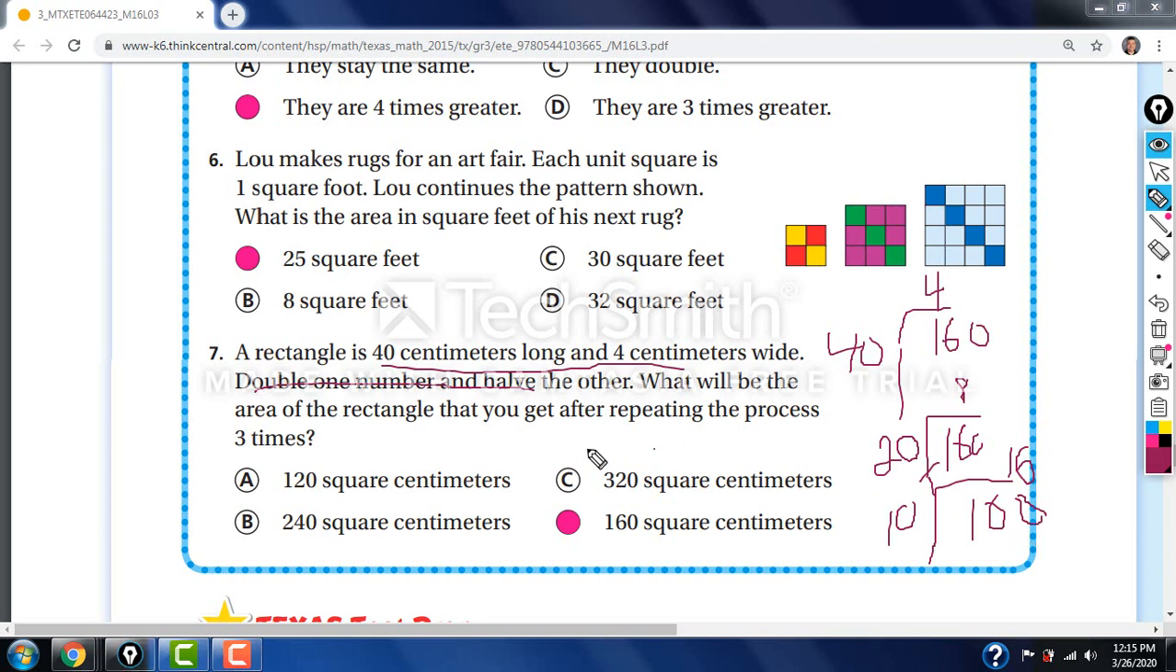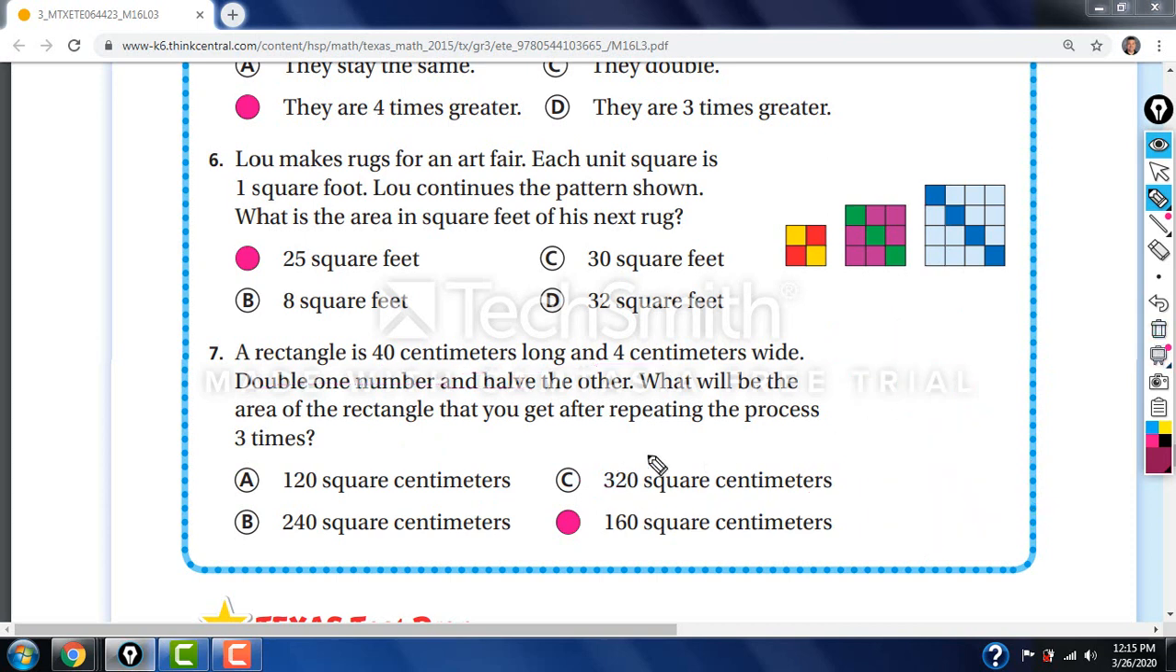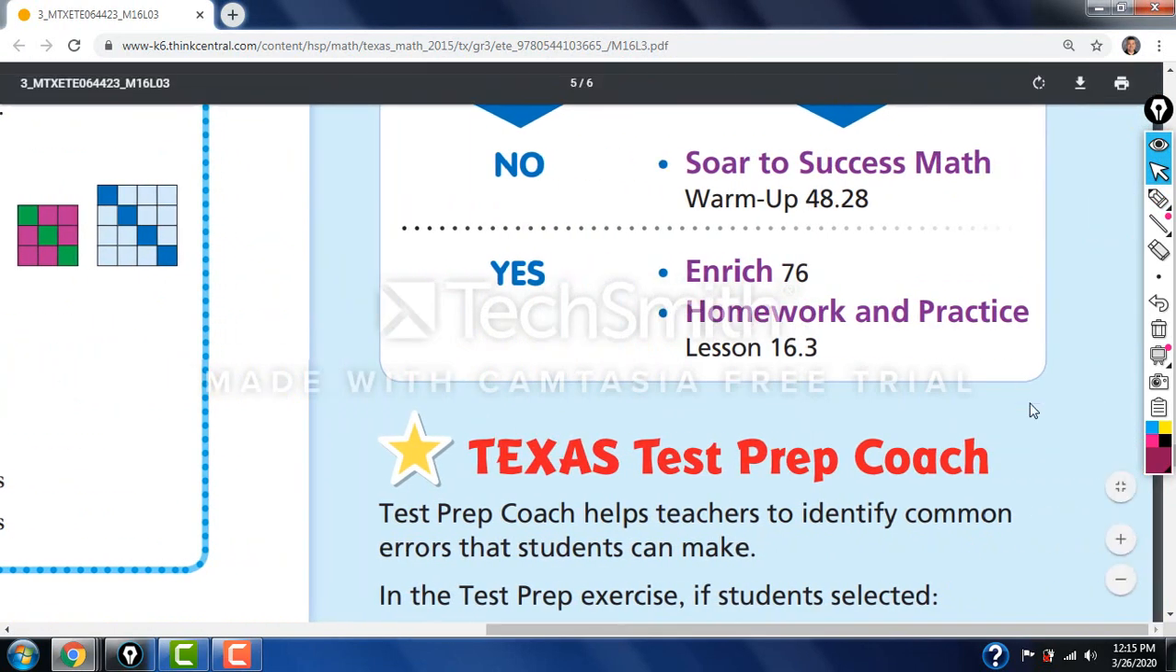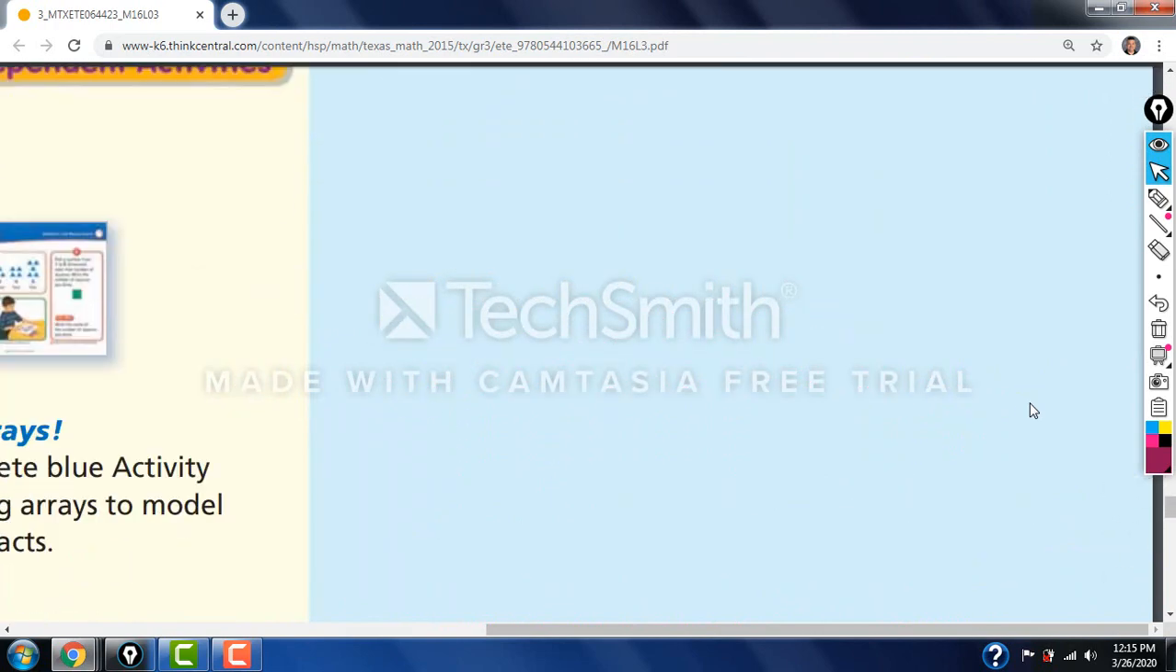The one that gets most students is this one right here. Because what they want to do is they'll start to add these 3 times, or they'll just not do the process and think this is the right one. You have to do the steps. You have to do the steps. Okay, let's go to the next section. The homework.